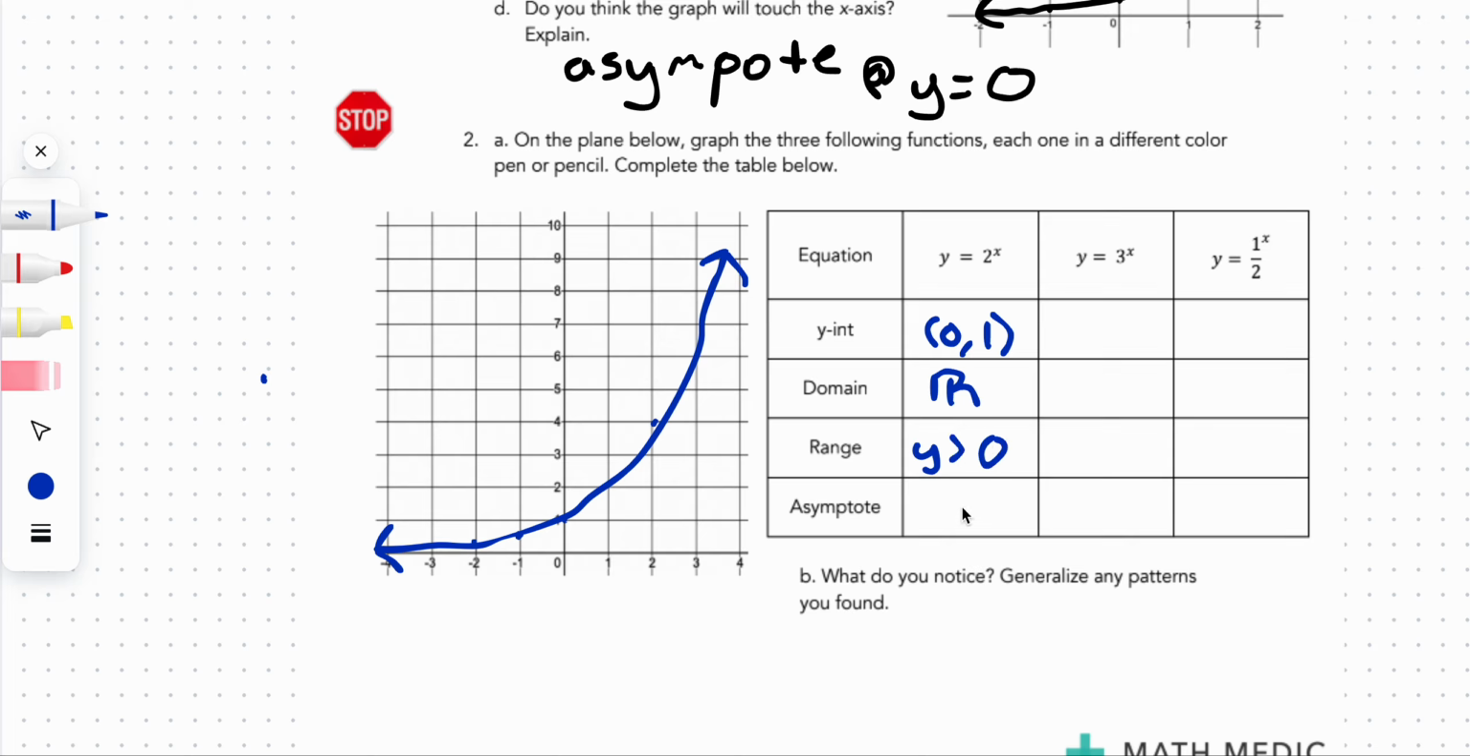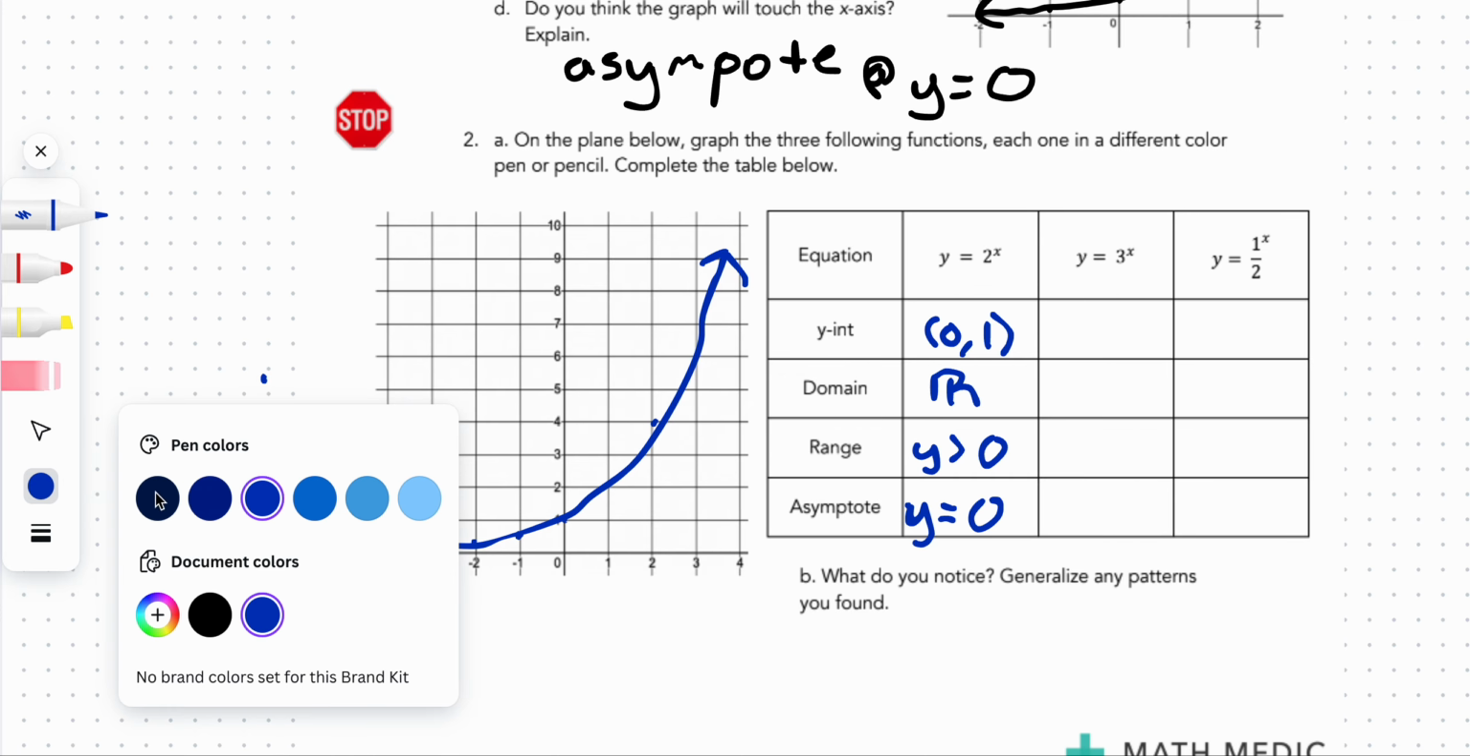Now where's the asymptote? Well, if we look at this, our y values are going to keep on approaching 0, but it's never going to get to 0, right? This is exactly like what we talked about in the problem before. So our asymptote is going to be at y equals 0.